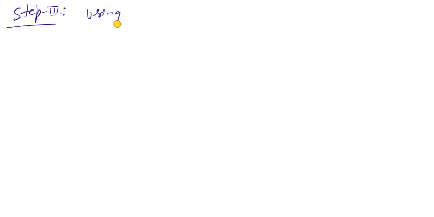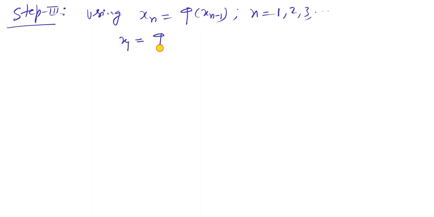using successive iteration approximation, x_n = phi(x_{n-1}), where n = 1, 2, 3 and so on. That is, when we put n = 1, then we obtain the first approximation x1, which is phi of x naught. This x naught is an initial approximation which belongs to the obtained interval or the given interval in step 1, that is, if the interval is (a, b).